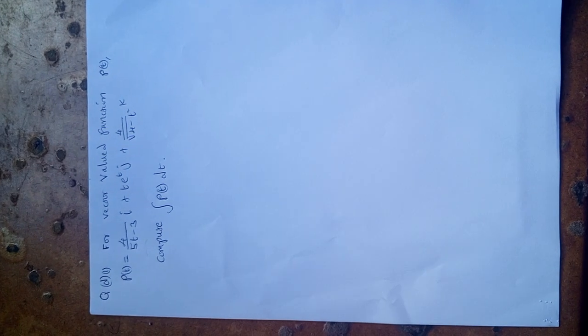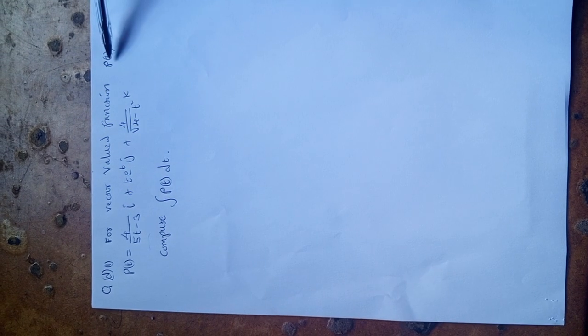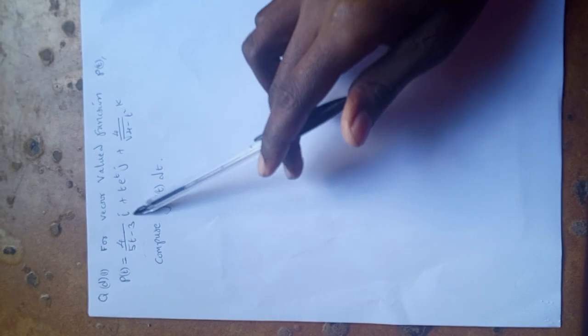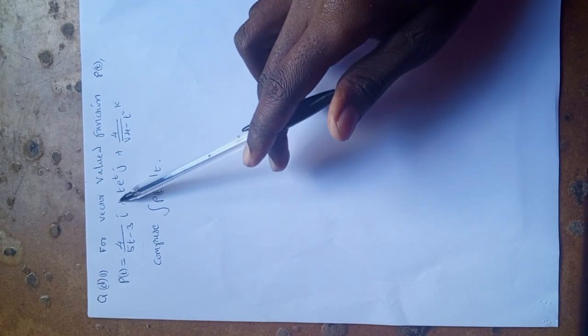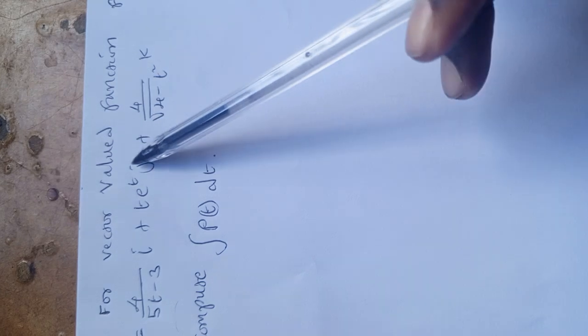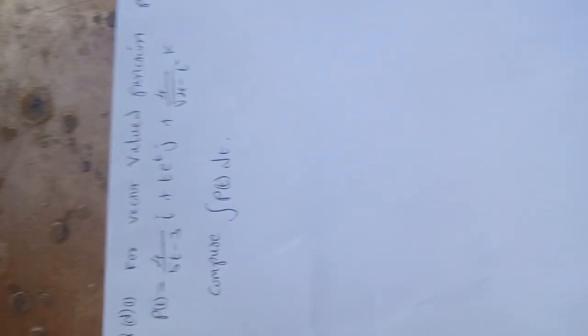For today, we are going to look at question D, Roman numeral 1. For the vector valued function p(t), where p(t) is equal to 4 over 5t minus 3 i for the x component, plus t e to the power t j for the y component, plus 4 over the root of 4 minus t squared k.